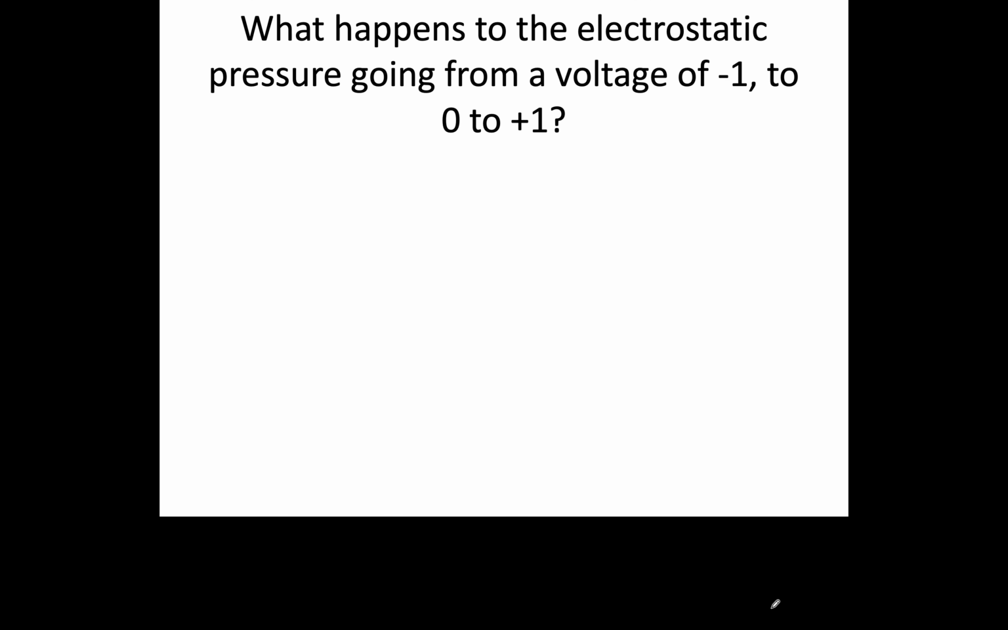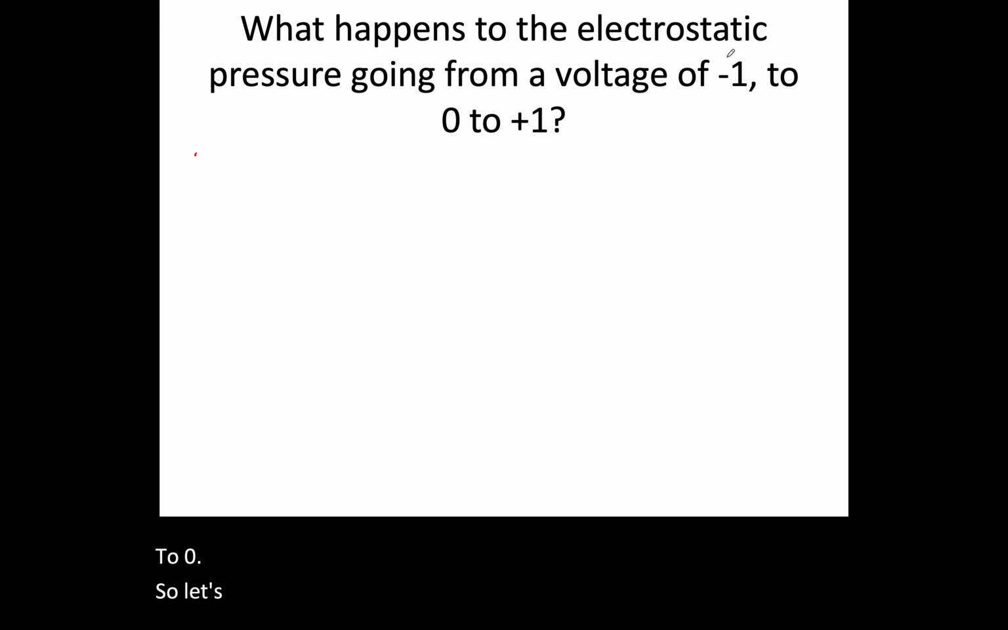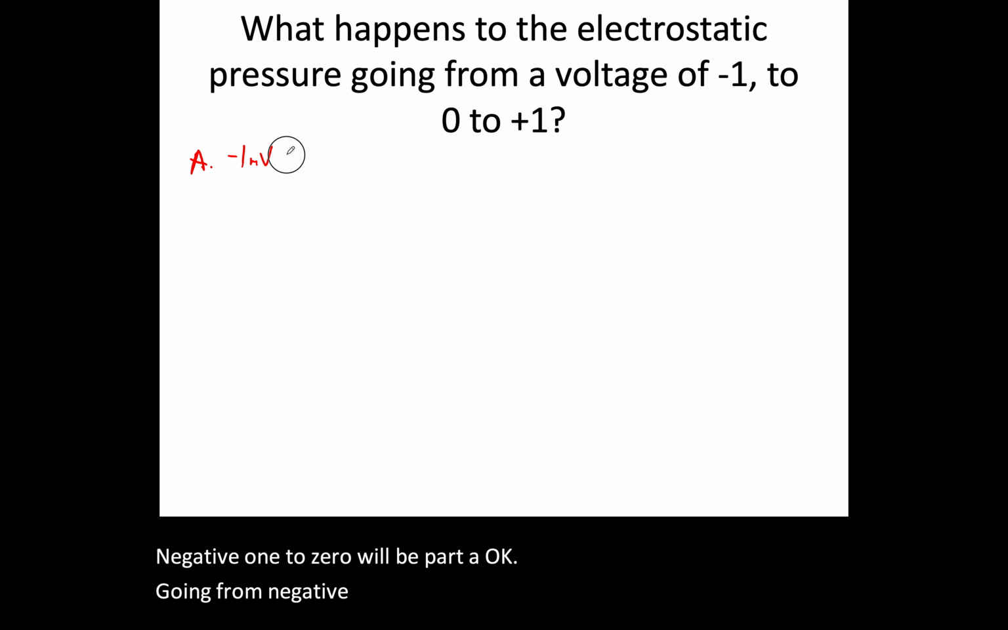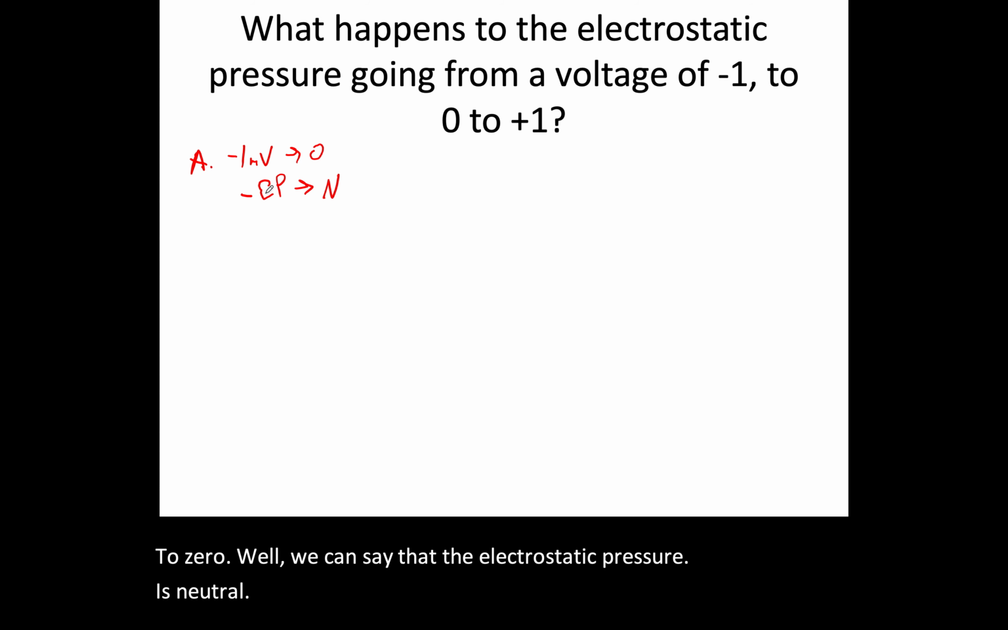Okay, so what happens to the electrostatic pressure going from a voltage of -1 to 0? So let's do -1 to 0 will be part A, okay? Going from -1 to 0. Well, we can say that the electrostatic pressure is neutral, gone. That's easy to understand, right?